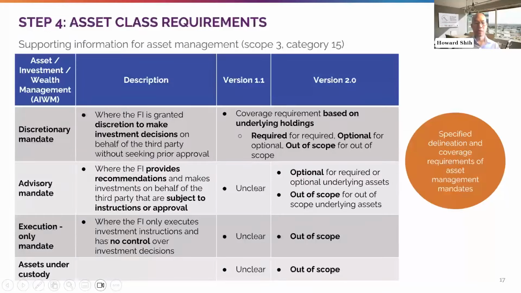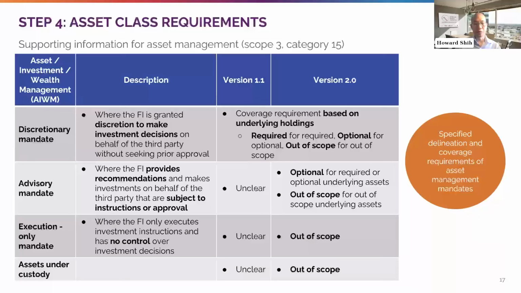Another example of changes to Table 1, we've added more explicit requirements on asset management activities and also added some definitions to the criteria for clarity so that we're all basically on the same page. So just to run through 3 of these definitions. So discretionary mandates, that is where the FI can make investment decisions for third parties without seeking that third party or client's approval. So in this case, the coverage requirements would depend on the underlying holdings. So if the underlying is required, then these managed assets are also required.